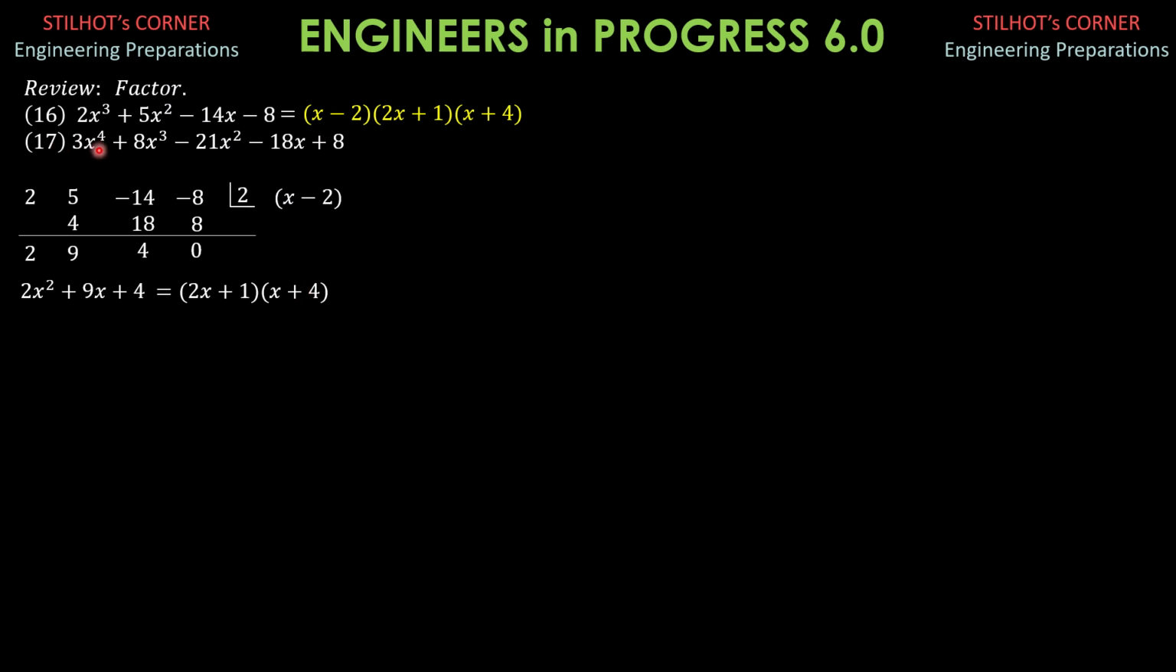And finally, number 17, we have 3, 8, negative 21, negative 18, and 8. Then possible roots would be factors of 8 divided by factors of 3. Since factors of 8 are plus minus 1, plus minus 2, plus minus 4, plus minus 8, factors of 3 are plus minus 1, plus minus 3. So after trials, I'll try 1/3 as root, but this is just one of the possibilities. I attempted other roots until I came out with this 1/3 here.